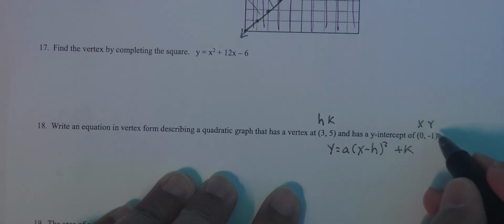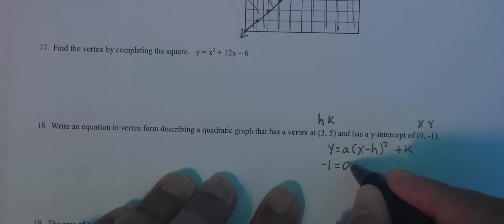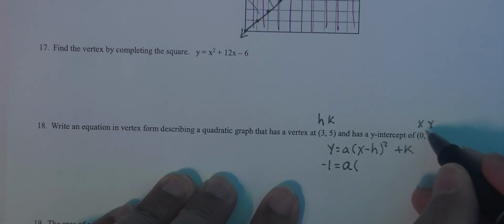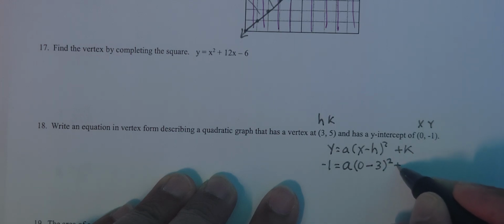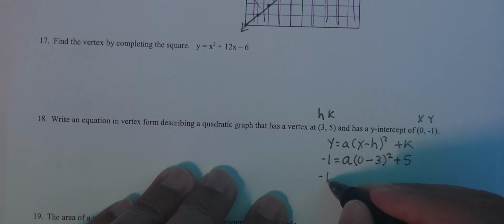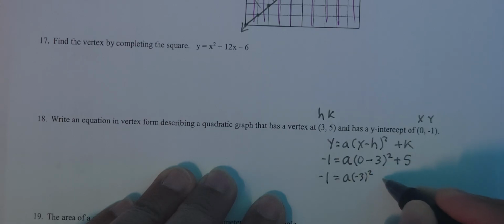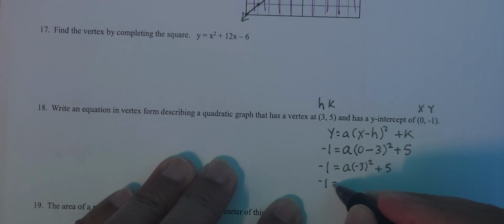Then I'm going to substitute, instead of y, negative 1 equals, this is the unknown. We don't know a. And x is 0 minus h. H is 3. Then take the square and add the k value, which is 5. So then simplify. Negative 1 equals a times negative 3 squared plus 5. Then this is negative 1 equals, negative 3 squared is 9. So this is 9a plus 5.